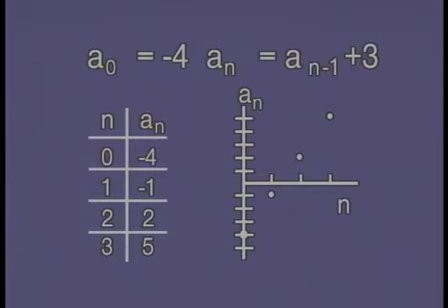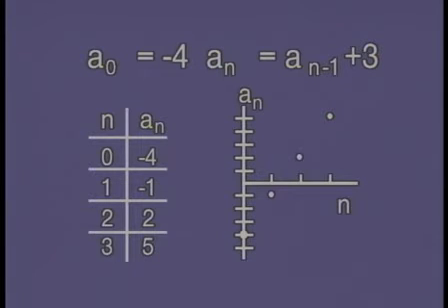Notice, if you look real carefully on the a sub n axis, which you could call the y-axis, at 0, negative 4, you can see there is a point there. And we've plotted all 4 of the points: 0, negative 4, 1, negative 1, 2, 2, and 3, 5. Let's go back again and talk about those points. 0, negative 4, 1, negative 1, 2, 2, and 3, 5.